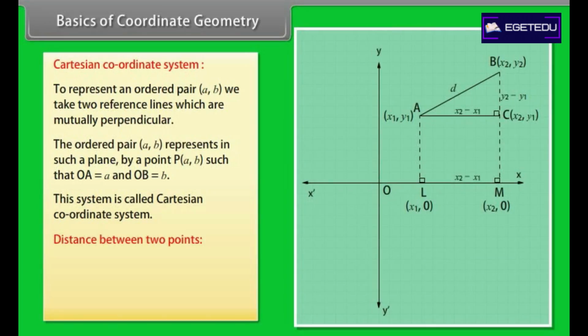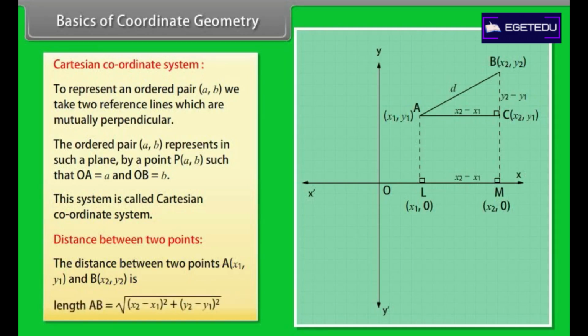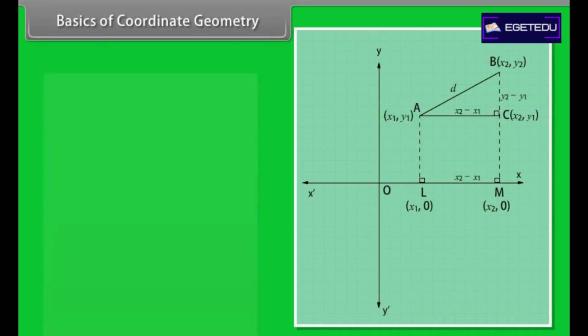Distance between 2 points. The distance between 2 points A(x1, y1) and B(x2, y2) is: length AB is equal to square root of (x2 minus x1) square plus (y2 minus y1) square.